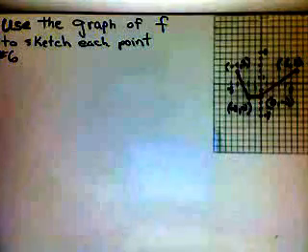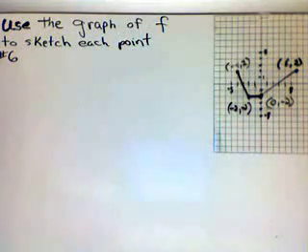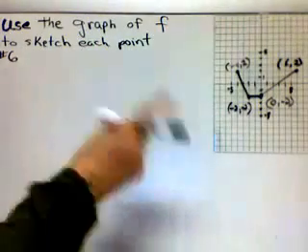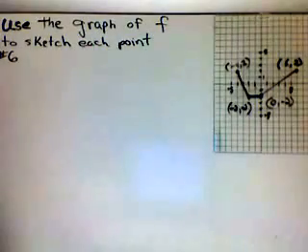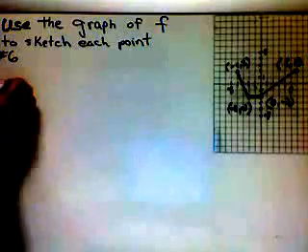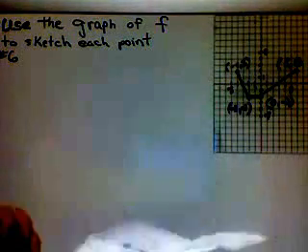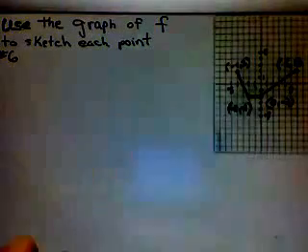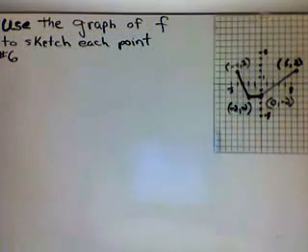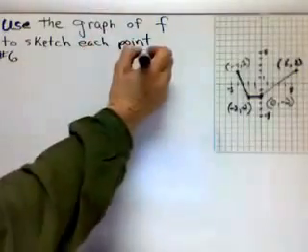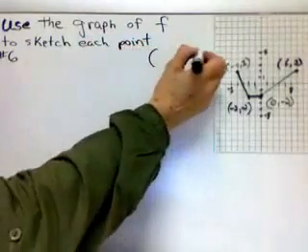Okay, I want to give you a little example of how to do number 6 from page 158. It says use that graph to sketch each point. And then what they ask you to do is find A, B, C, D, E, and F, or some variations on that graph. So first of all, that graph of F has all the points as ordered pairs.